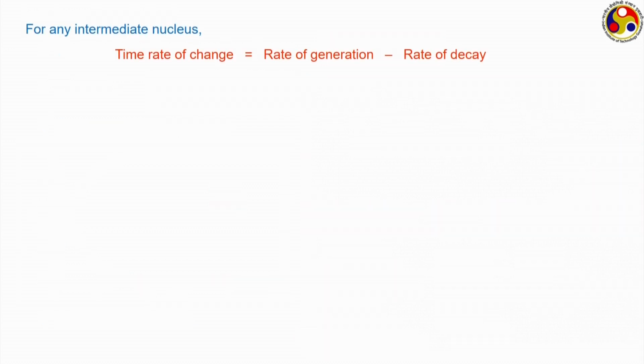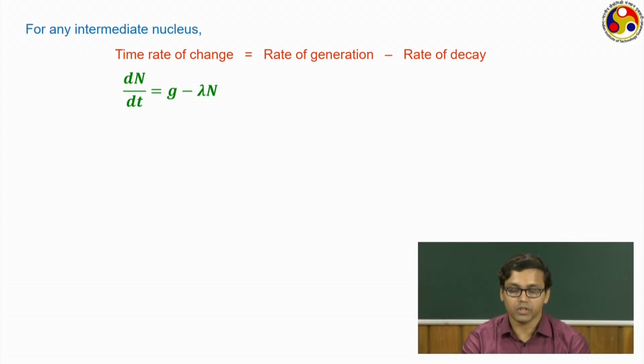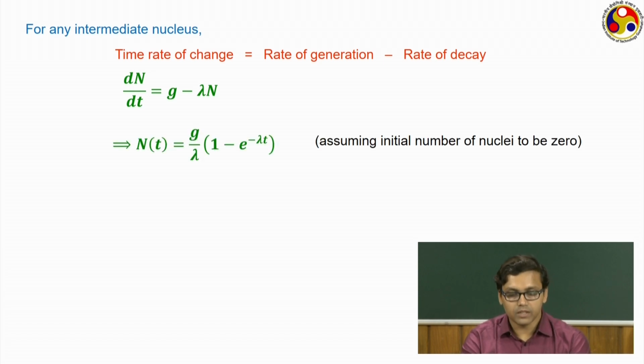Now, if we talk about any of the intermediate nucleus that can appear somewhere between the radioactive chains, we can always write a conservation for the corresponding nucleus as the time rate of change equal to rate of generation minus rate of decay, or mathematically dN/dt is equal to G minus lambda N, where N is the number of nucleus for that particular species that we are talking about, G is the rate of generation, and lambda is the corresponding decay coefficient. So, the rate of decay will be given by lambda into N as per the decay law. And mathematically solving this ordinary differential equation, we can get a solution of this particular form, assuming of course, the initial number of this intermediate nucleus to be 0.